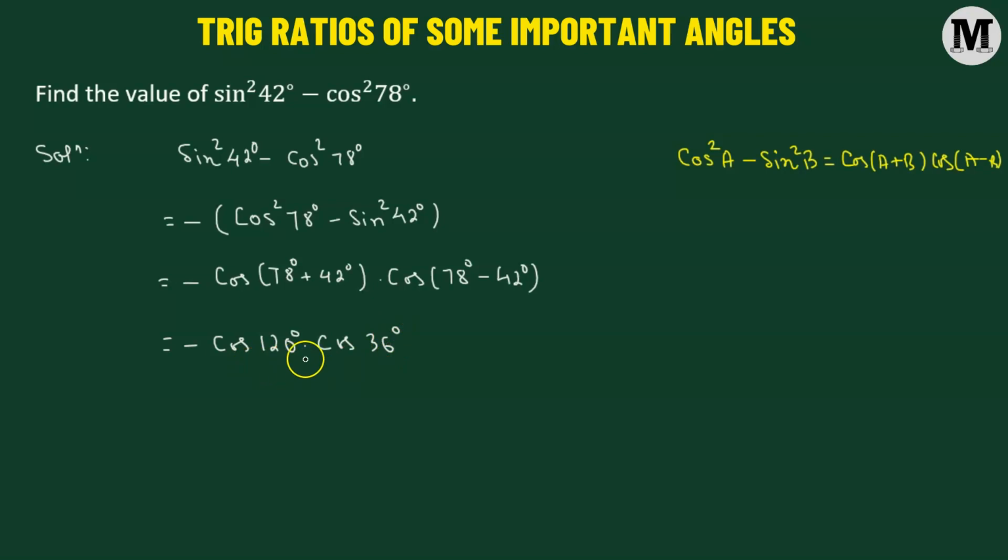Now cosine 120 as well as cosine 36 degrees both have standard values. Cosine of 120 is negative 1/2, and cosine of 36 degrees is square root of 5 plus 1 over 4. So that means finally we get square root of 5 plus 1 divided by 8. So this is going to be the value of the trig expression, sine squared 42 degrees minus cosine squared 78 degrees.